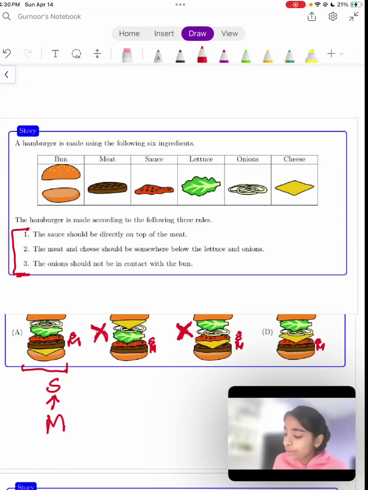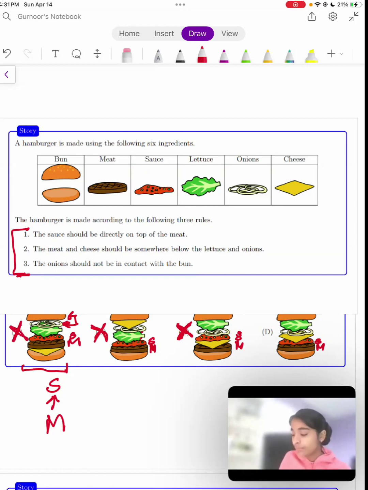Rule number 3 says that the onions should not be in contact with the bun. That means the onions should not be the last item placed, or the first item placed after the bun. So here in option A, as we see, the onions are touching the bun, and since this does follow rules 1 and 2, but it does not follow rule 3, we can eliminate option A.